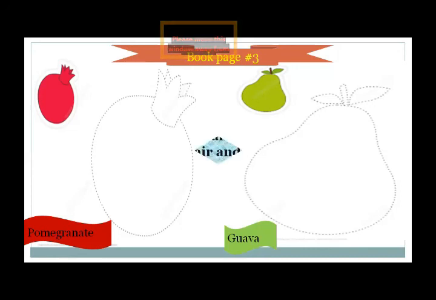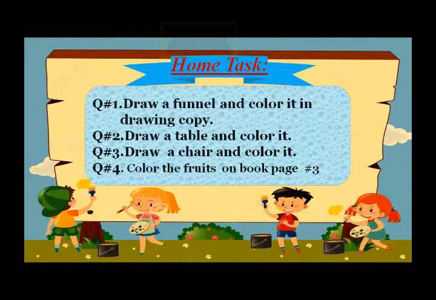Now I am sharing with you the home task. First of all, everybody be careful about that. All these objects, question number 1, 2, 3, you will draw in your drawing copy. But before starting your drawing copy work, you will make a face sheet on your first page. As all of you know, on the first page of your drawing copy you will write your name, father name, class, roll number, and subject.